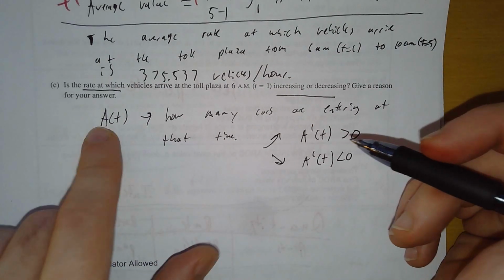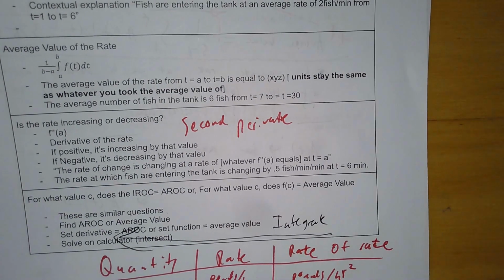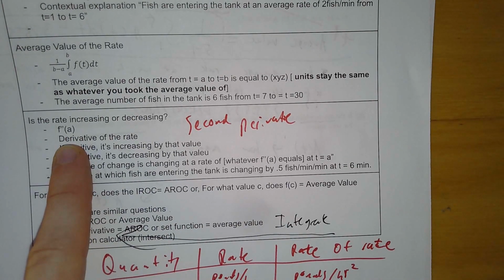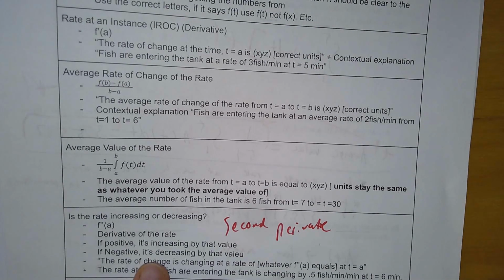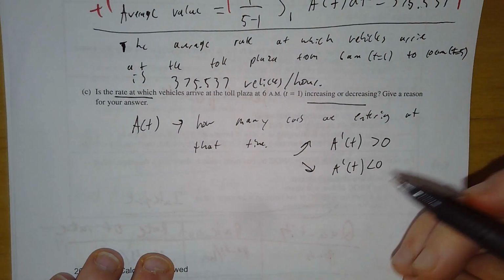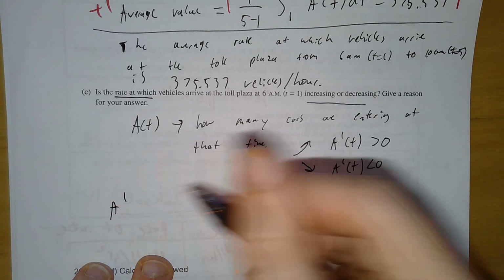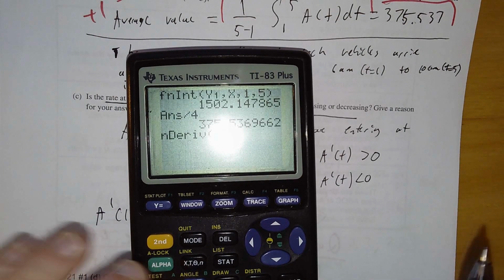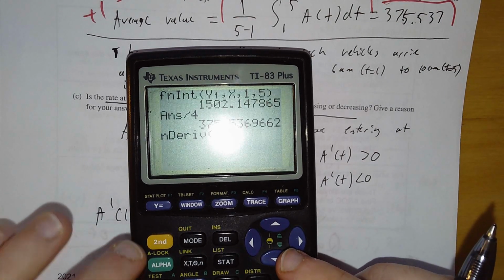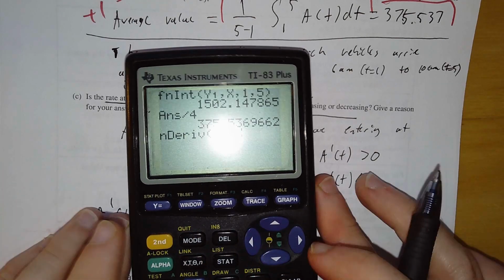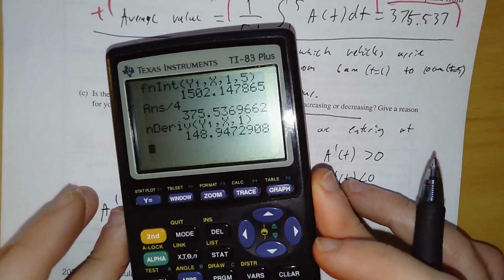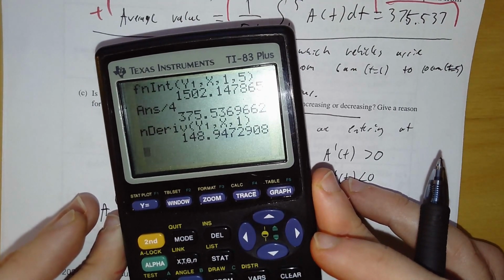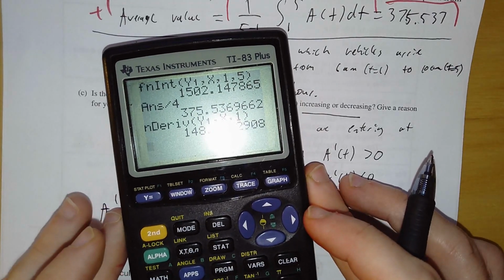Okay, so we need to find the rate of the rate. Think about the previous question. It's this one. Is the rate increasing or decreasing? Derivative of the rate. Okay, so for this one, we need to find A prime of 1. So we're going to math 8 this. Math 8, y1, comma, x. Oops, comma x. Can't really see that, can you? Comma 1. And I get 148.947.